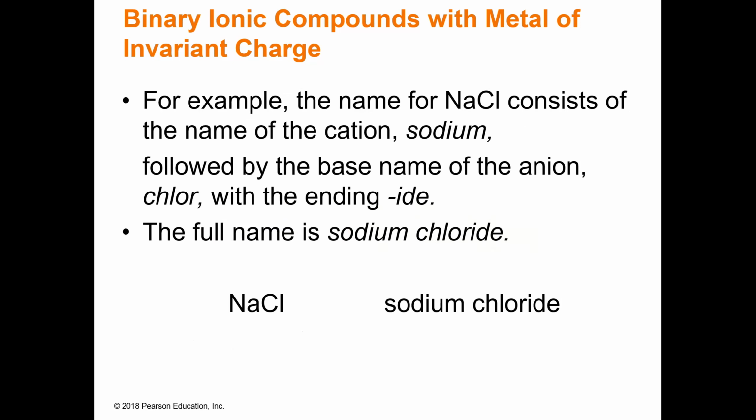Let's walk through an example, NaCl. Sodium is the metal and forms a consistent 1+ ion. Chlorine is the nonmetal, and we change its ending to IDE, giving us chloride. So the name of NaCl is sodium chloride. No Roman numerals are needed here because sodium's charge never changes.